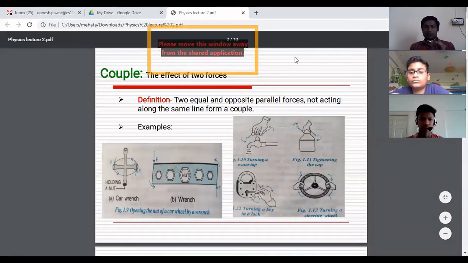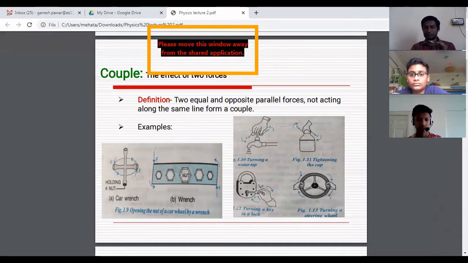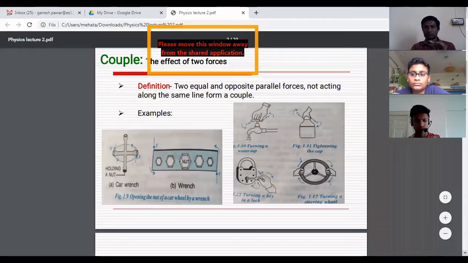Last time in an exam they asked for the definition of couple, and it's one of the examples. So you have to remember this definition, and you can remember one of the examples. Clear? Yes, sir.